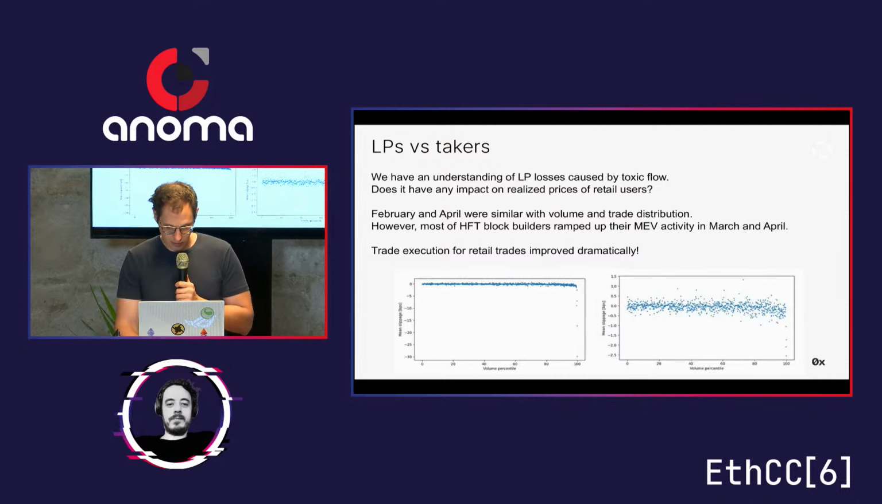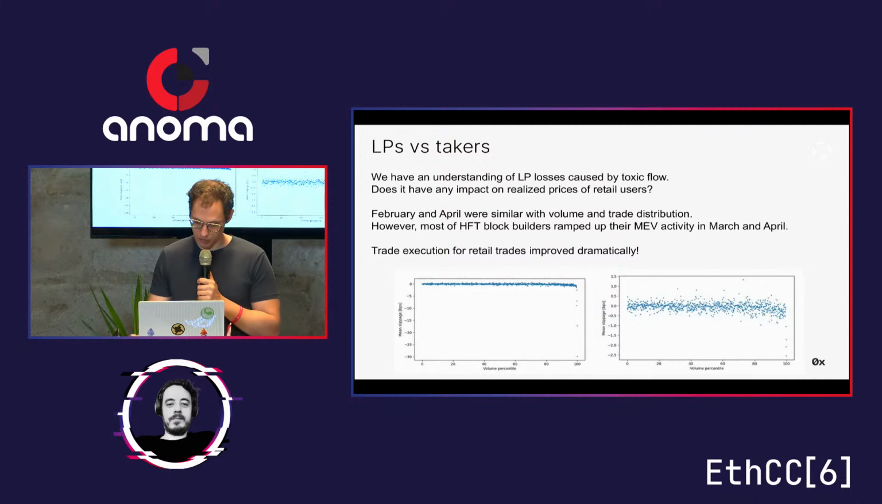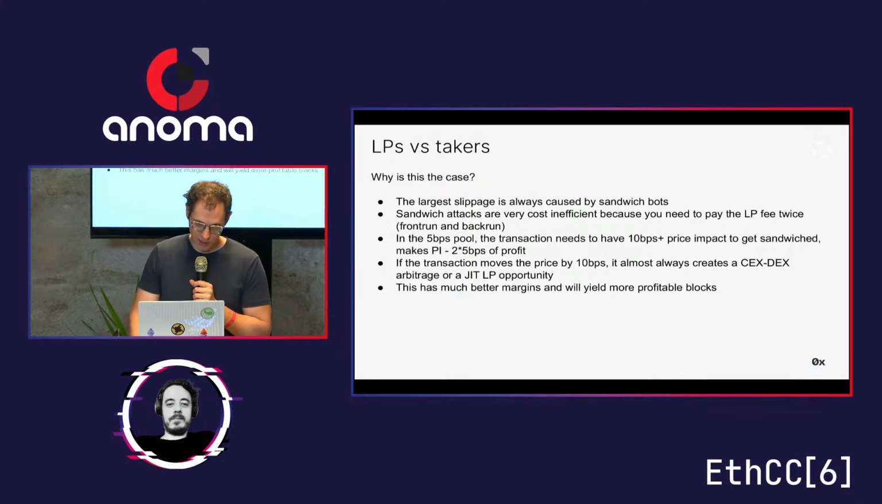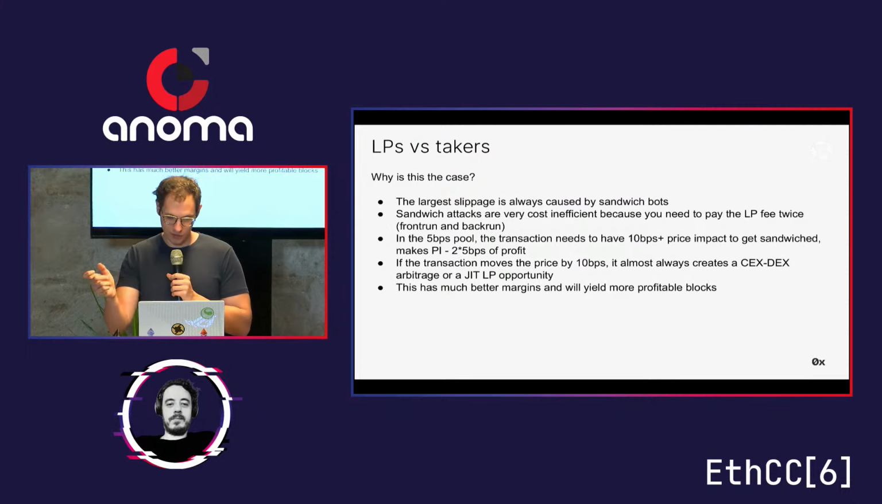the slippage was gone. And I found it pretty puzzling. Why is that the case? You could trade $1 million, $2 million on Uniswap and nothing bad would happen to you. And why is it the case? The thing is that sandwich attacks are very cost inefficient because you need to pay the fee for the front-run transaction and for the back-run transaction.